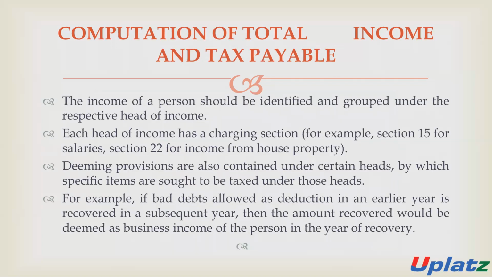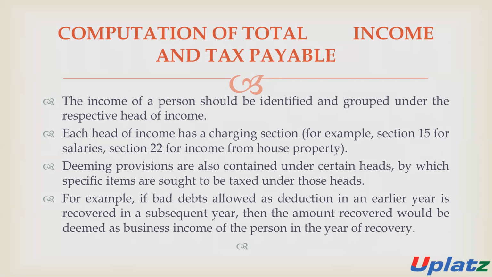The income of the person should be identified and grouped under these 5 heads according to the nature of income. If it is salary income, then it will be taxable under the head of salary. If it is house property income, it will be taxable under the head of house property. Each head of income has a charging section. Deeming provisions are also contained under certain heads, by which specific items are sought to be taxed under those heads.